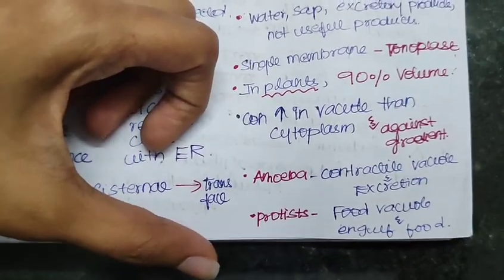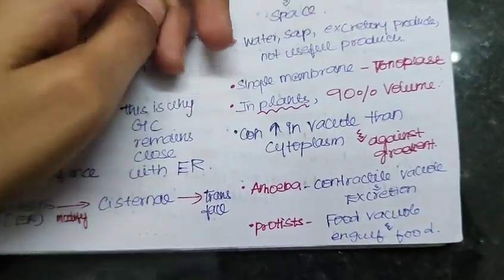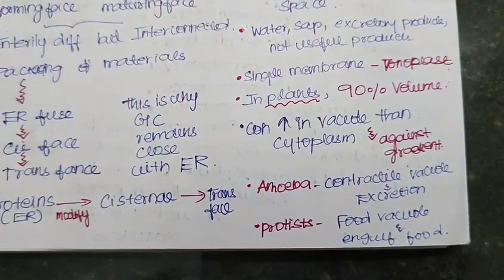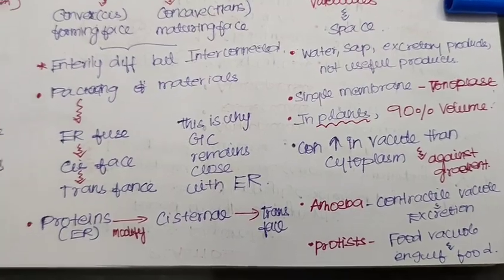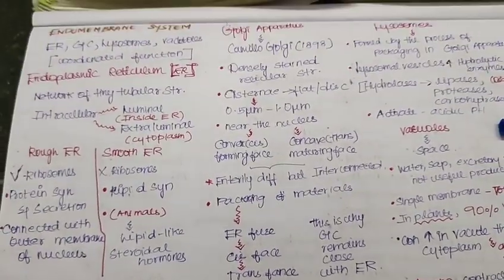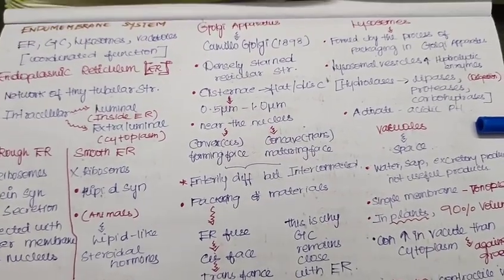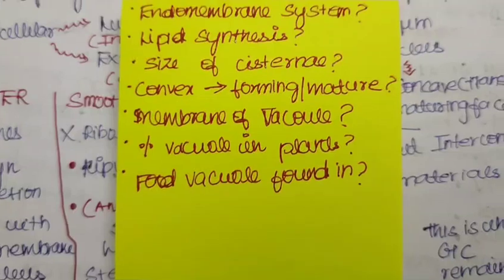And to talk about the different types of vacuoles, in the case of amoeba we have the contractile vacuole, which helps in excretion. In the case of protists we have the food vacuole, which helps in engulfing food. It will just engulf the nearby food. Okay, here we have discussed the endomembrane system and ER, Golgi apparatus, lysosomes and vacuoles. We will see the questions for this.